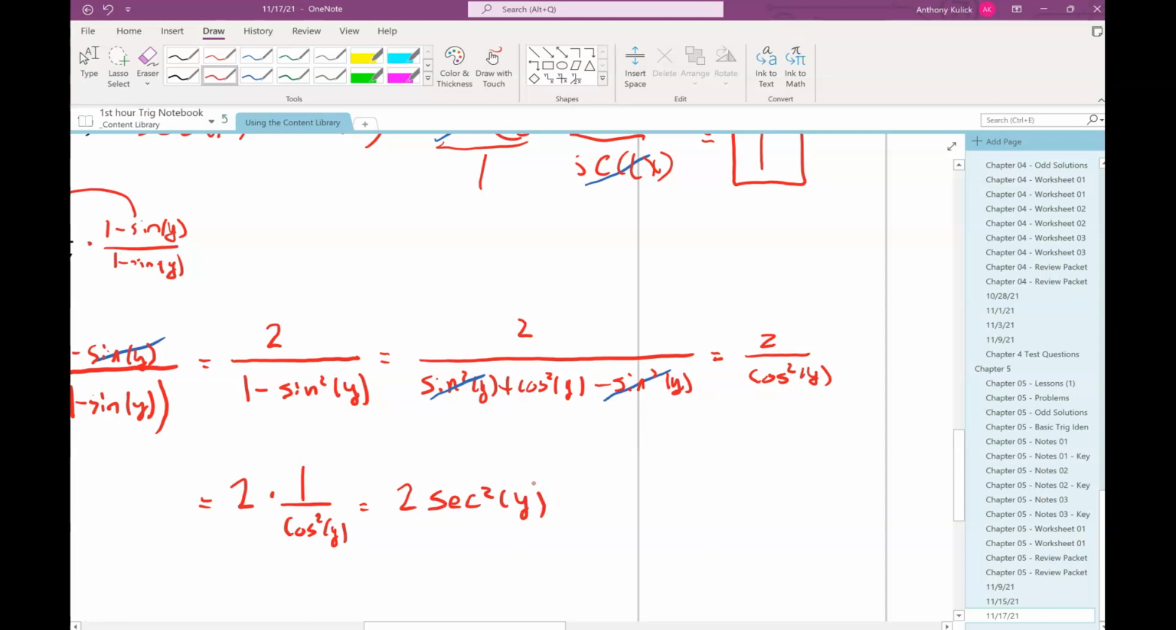I still have that 2 out front. But that's as good as we're going to be able to do, right? We got it down to the product of a constant and a single trig function, so not going to be able to get that any simpler than that. Victoria, does that feel okay there?